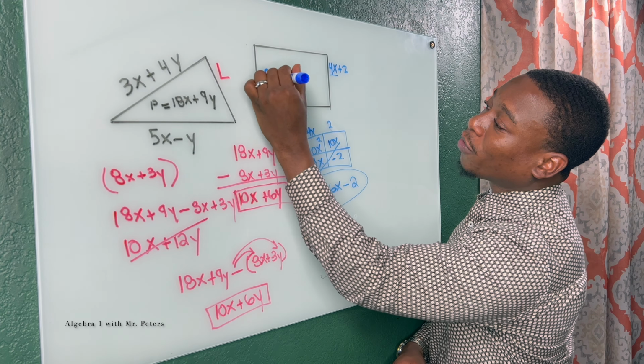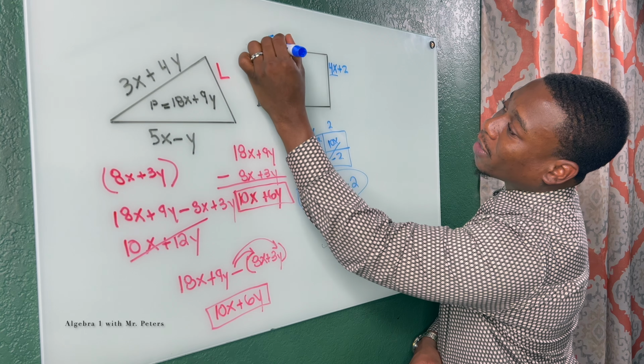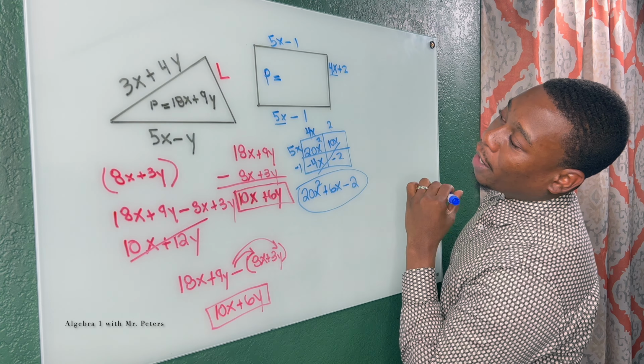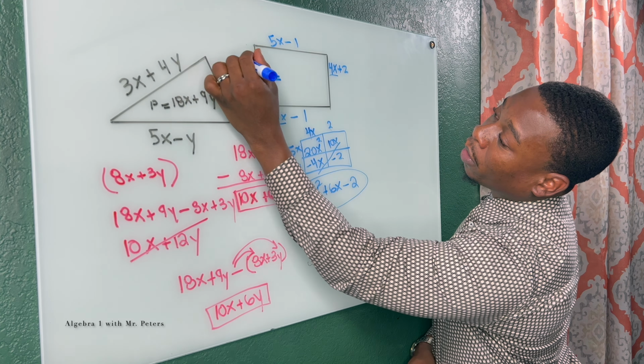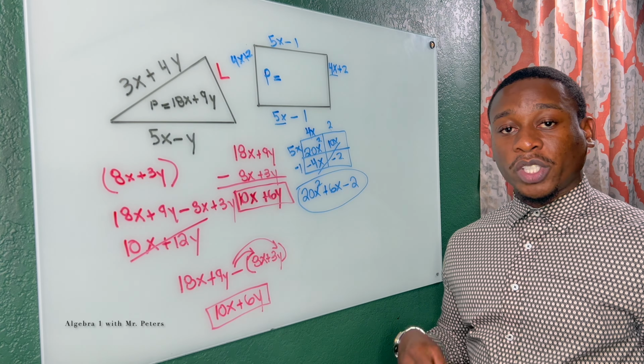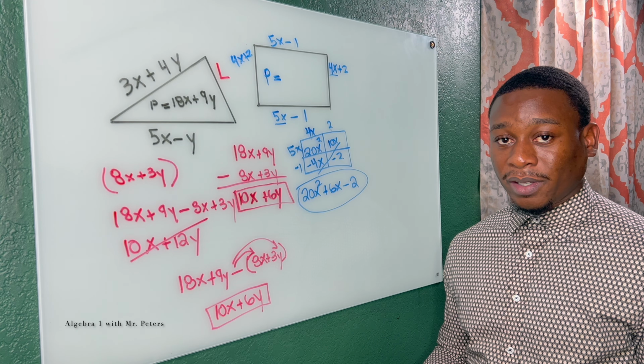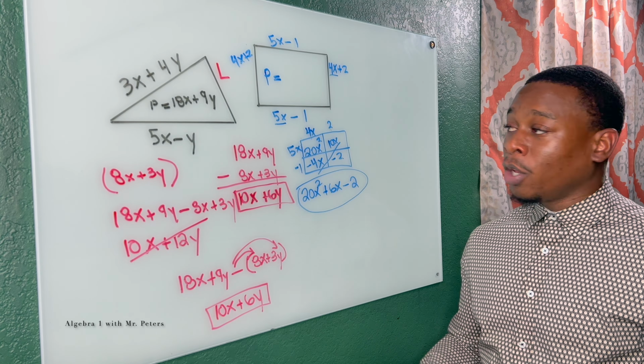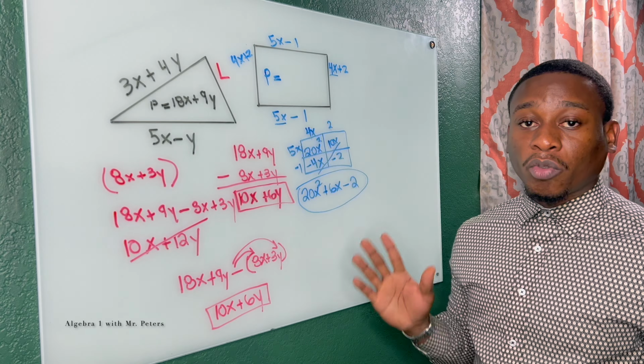Now let's say they ask us for the perimeter. Opposite sides are the same. That's 5x plus minus 1. This is 4x plus 2. Now when we're doing perimeter, we're just adding the coefficients, right? Because they are like terms. So there won't be any exponent rules with this.